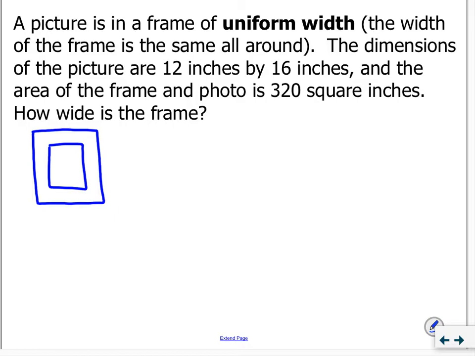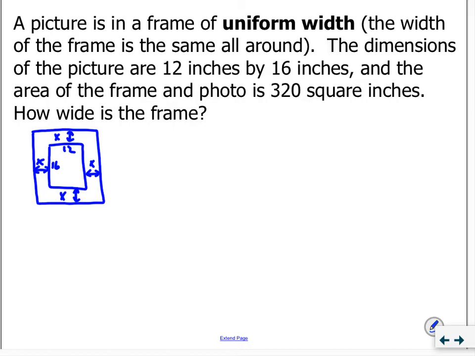So it says the dimensions of the picture are 12 by 16. So that distance is 12 and that distance is 16. But we don't know how wide the frame is. So the width of the frame, like that distance there, let's call it x. And because it's a uniform width, it's the same width all the way around. And we're told that the area of the frame and the photo, so the total area, is 320 square inches.